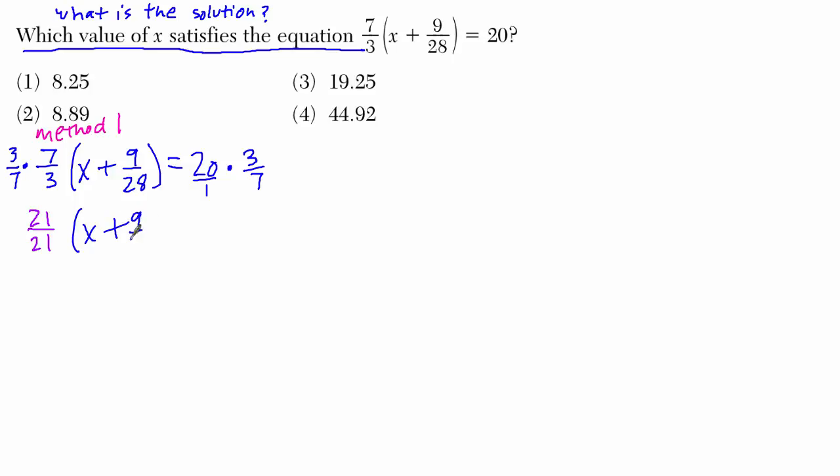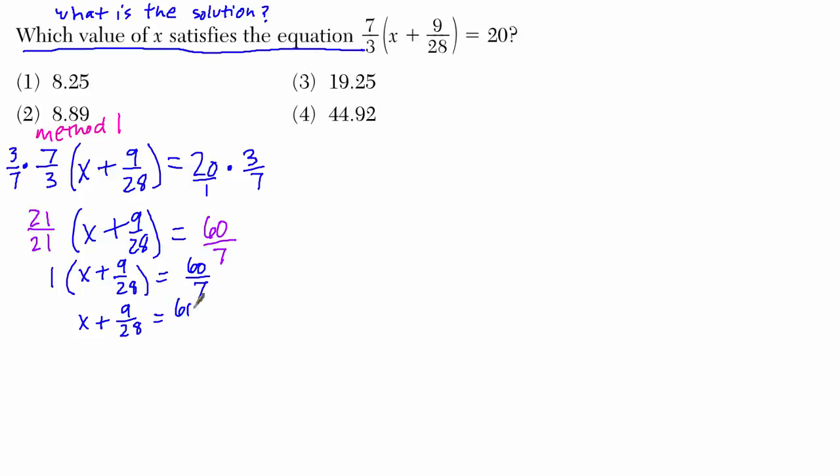And x plus 9 over 28 is equal to, on this side, 20 times 3, which is 60, divided by 1 times 7, which is 7. This won't simplify, but that's okay. So 21 over 21 is just 1. x plus 9 over 28 is equal to 60 over 7. We can't simplify that any further. And whenever we have 1 in front of a group of parentheses, we can just distribute the 1 through, which in effect allows us to drop the parentheses. So we have x plus 9/28 is equal to 60 over 7.